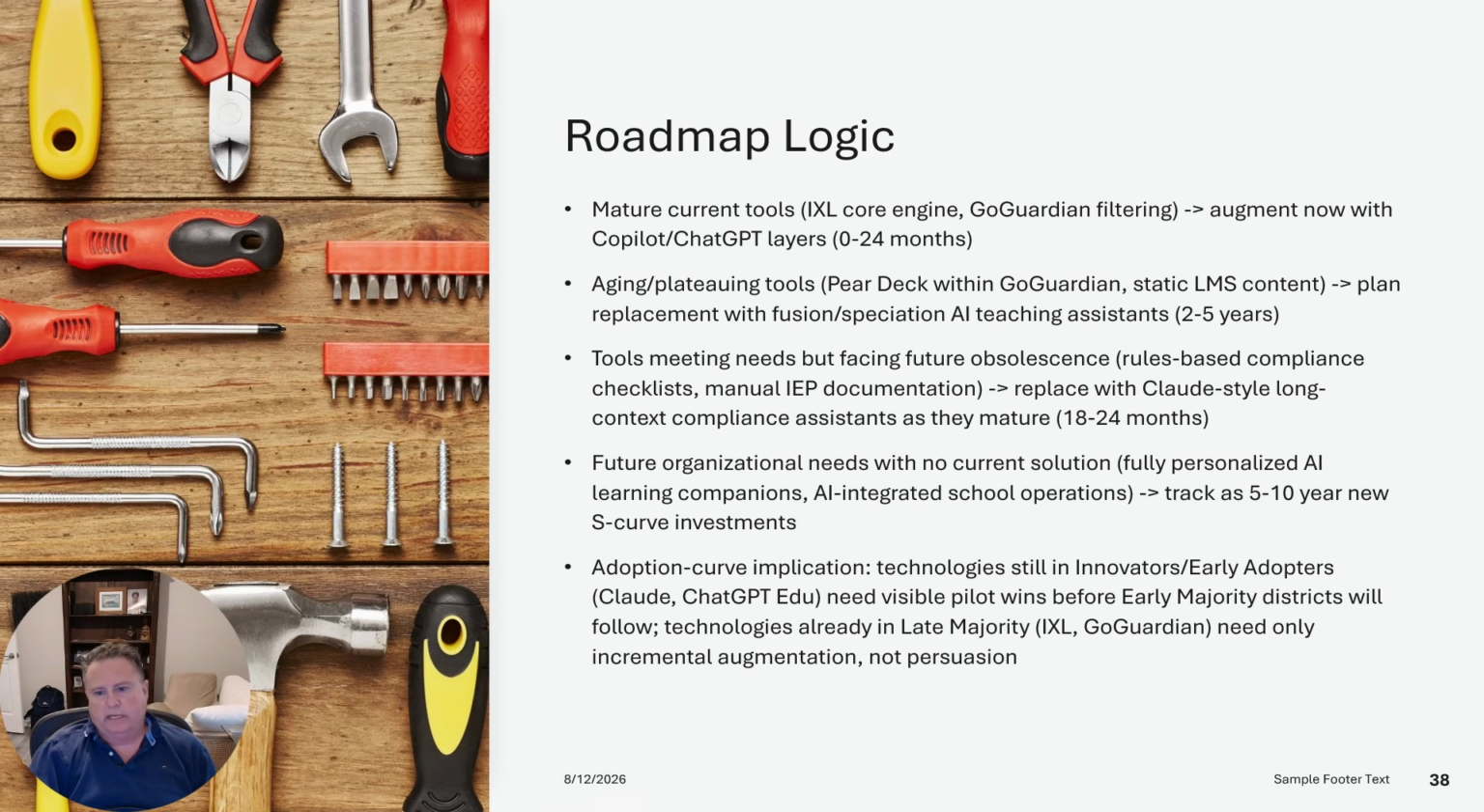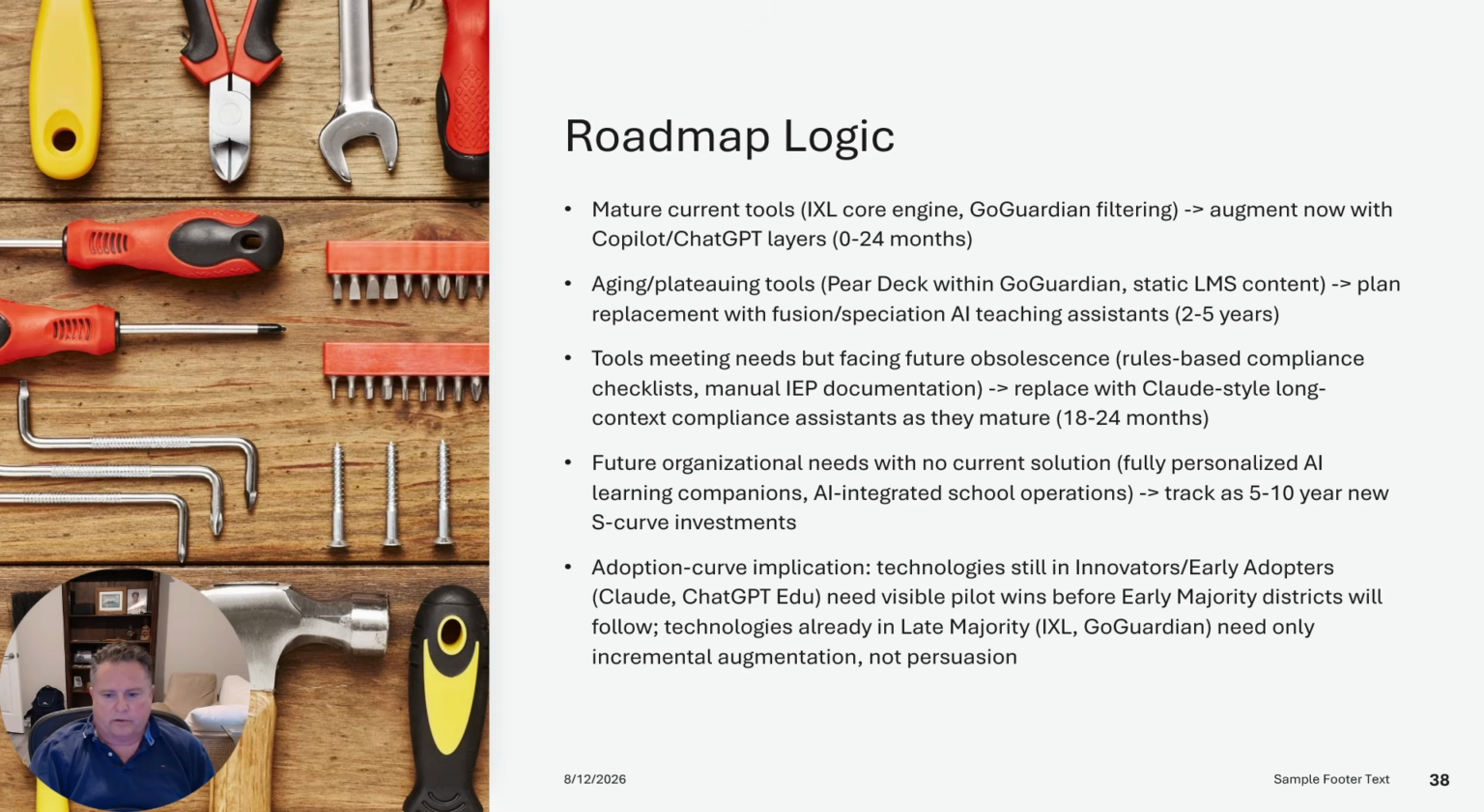When you have tools meeting needs but facing future obsolescence, such as rules-based compliance checklists or manual IEP documentation, we would likely recommend replacing them with Claude-style long context compliance assistants as they mature in the next 18 to 24 months. Future organizational needs with no current solution, such as fully personalized AI learning companions or AI integrated school operations, these are more longer term, will track as 5 to 10 year new S-curve investments.